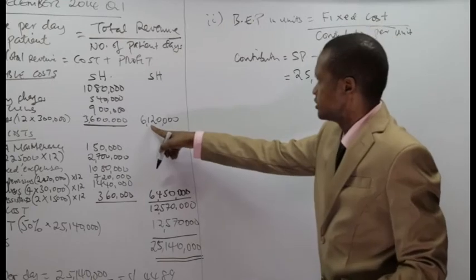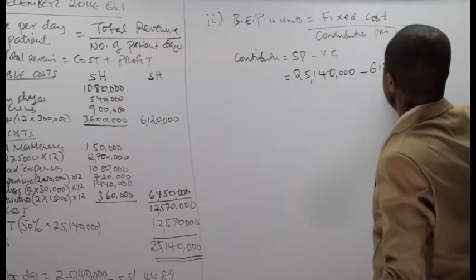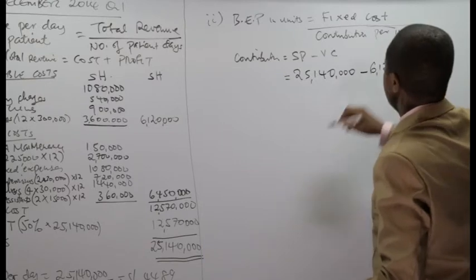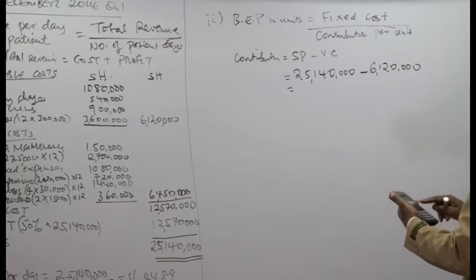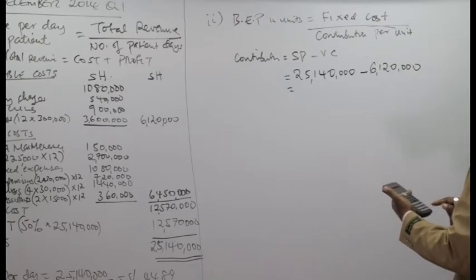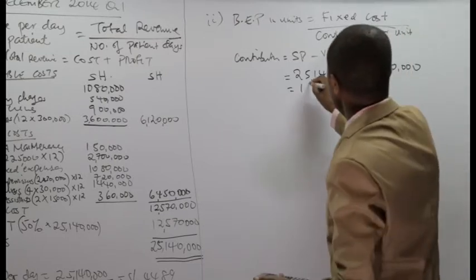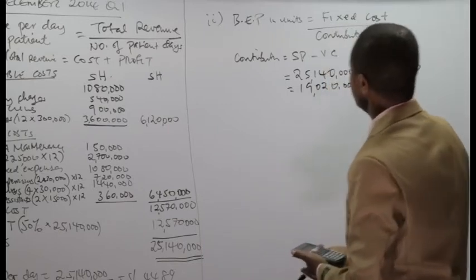Our variable cost is 6,120. That will give us the total contribution. So our total contribution here: 25,140 minus 6,120. I'm getting 19,020. 19,020 is the total contribution.